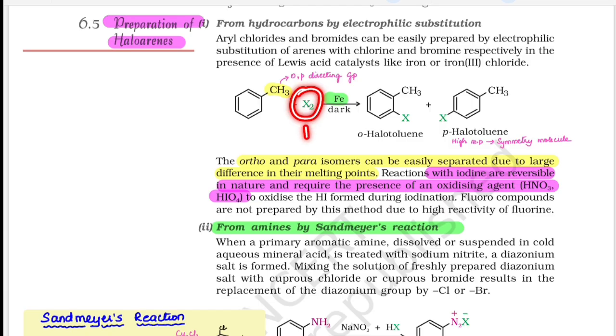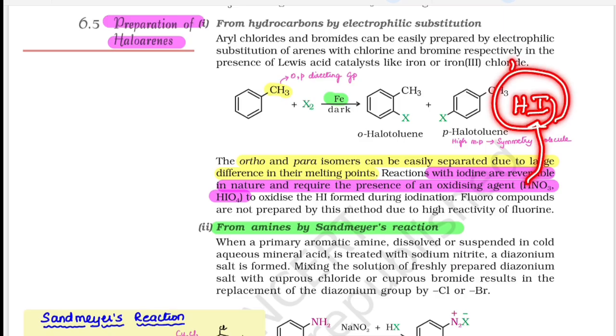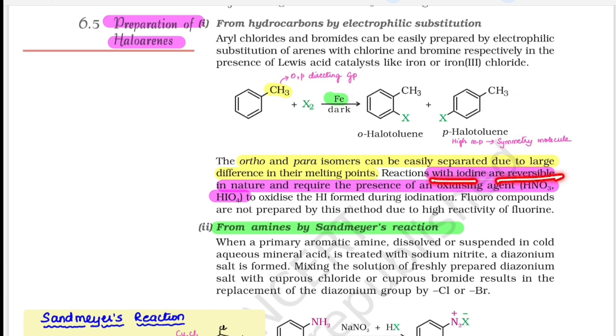So if you are using iodine, you have to use an oxidizing agent like nitric acid or HIO4. Because the iodine used here gives HI in the product, the oxidizing agent will convert HI back to iodine. Otherwise it will become a reversible process. So reactions with iodine are reversible in nature and require the presence of an oxidizing agent like nitric acid or HIO4 to oxidize the HI formed during the iodination.